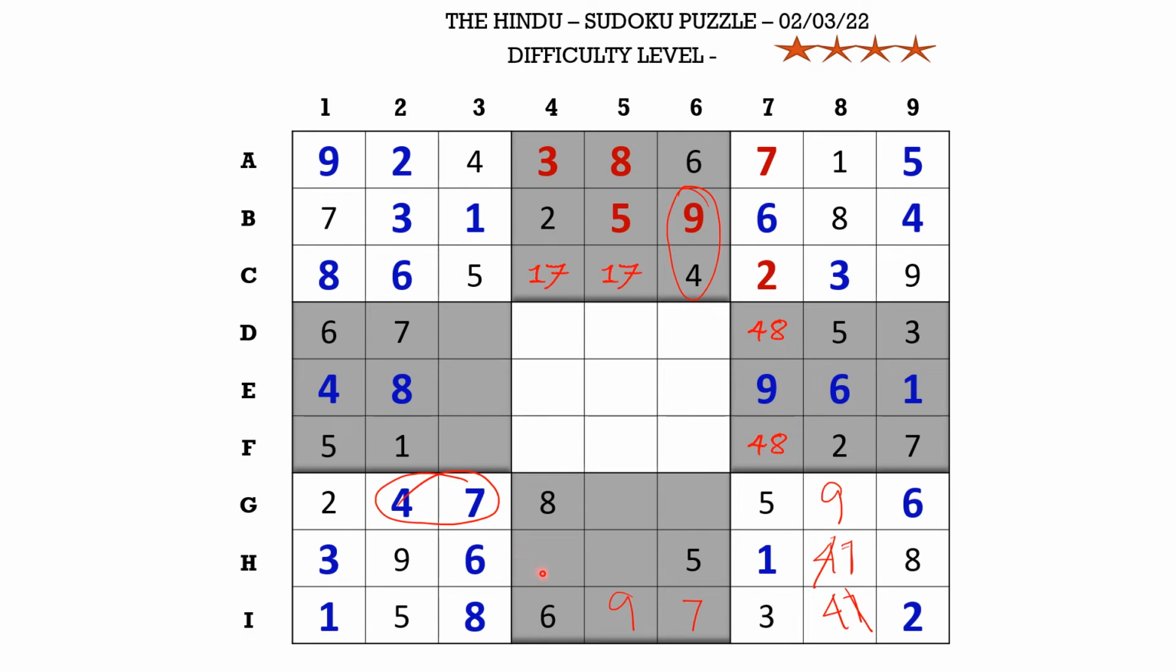In H row, the missing numbers are 2 and 4. There is a 2 here in column 4. So H4 takes 4 and H5 takes 2. Now the missing numbers here in this block are 1 and 3. Let's mark it with 1, 3 pair.